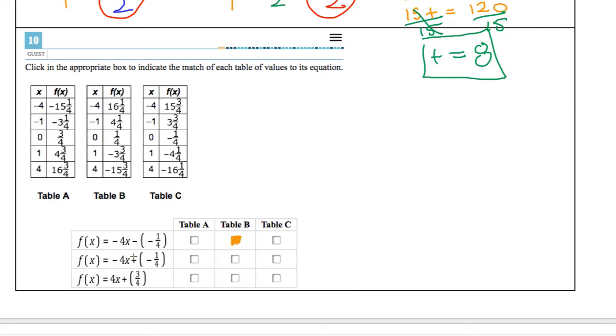Let's plug in 0 to this one. Are you ready? When I plug in 0, this whole term goes away, and I'm left with negative 1/4. So which of these is negative 1/4? It's table C. And when I plug in 0 yet again, this whole term with the x goes away, because again I would have 4 times 0, which is 0, so it's 0 plus 3/4. 0 plus 3/4 is 3/4, so I have table A.